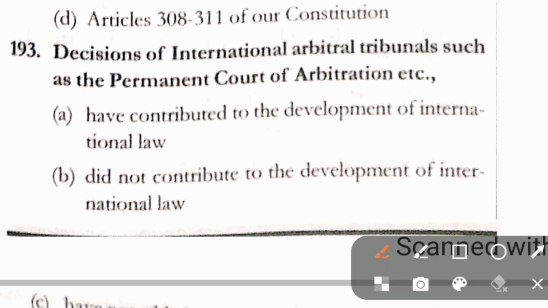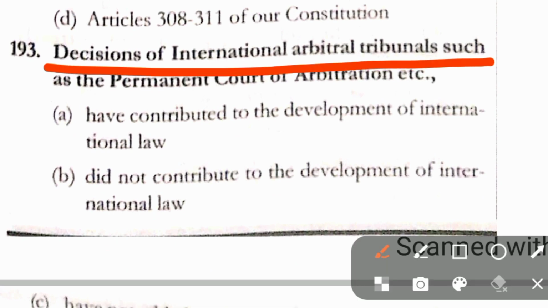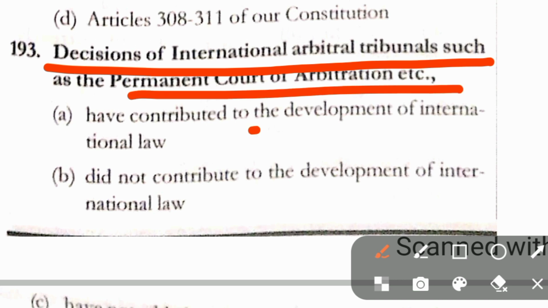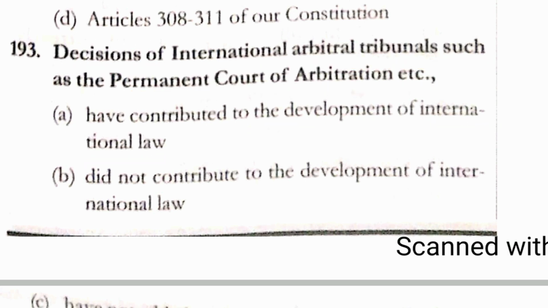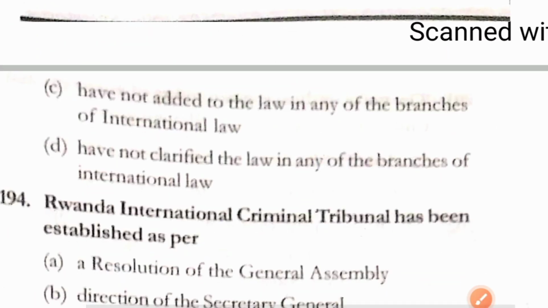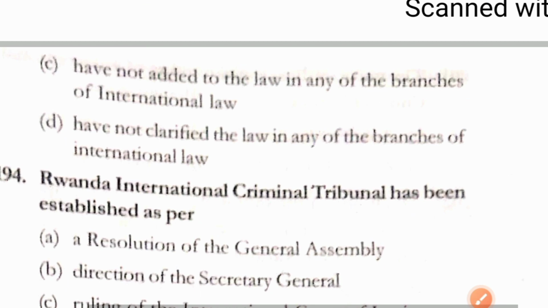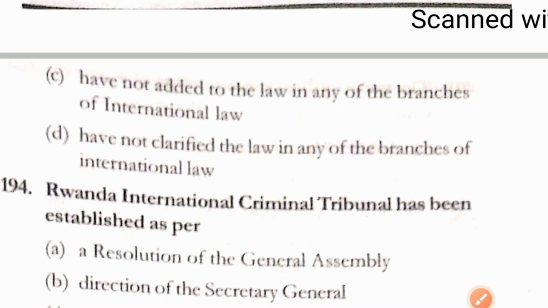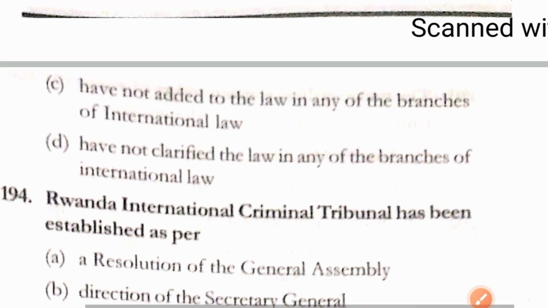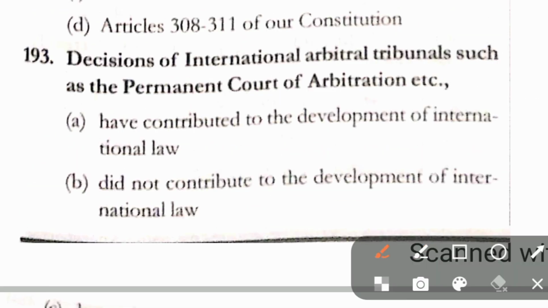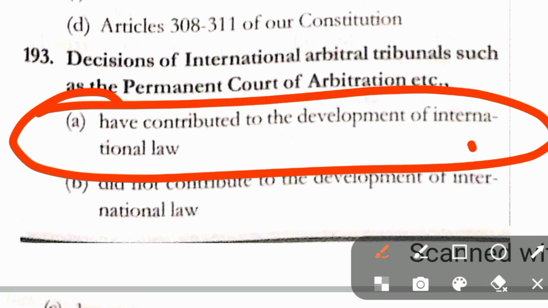Question number 193. Decisions of the International Arbitral Tribunals such as the Permanent Court of Arbitration, etc. Option A, have contributed to the development of international law. Option B, did not contribute to the development of international law. Option C, have not added to the law in any of the branches of international law. D, have not clarified the law in any of the branches of international law. In question number 193, correct answer is option A, that is, have contributed in the development of international law.